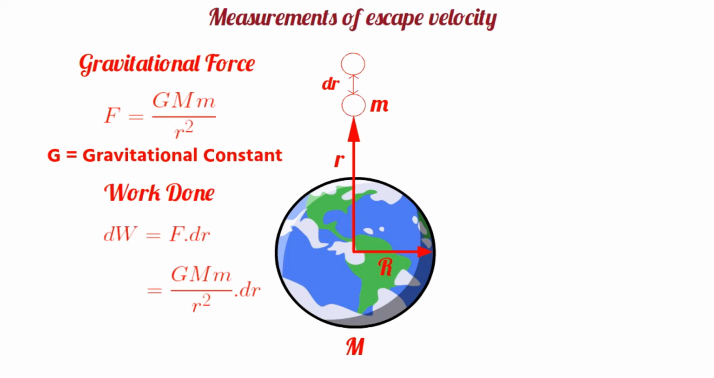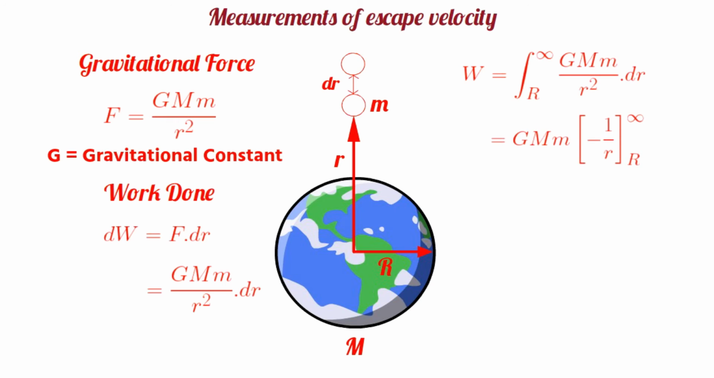Hence the amount of work done to send the object to an infinite distance from the surface of the Earth, W is equal to the integral from R to infinity of GMm by r square into dr. By solving this integration, we get the work done, W is equal to GMm by R.